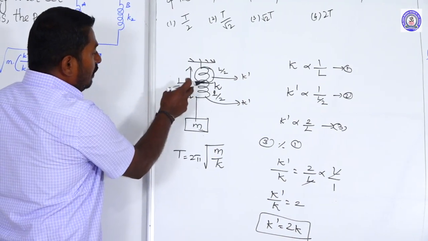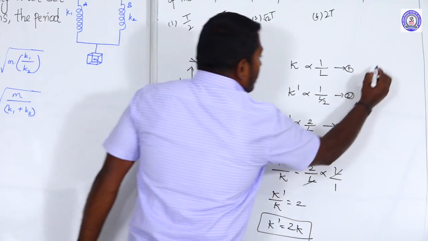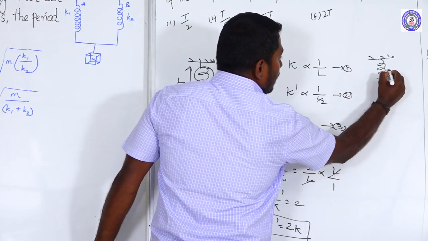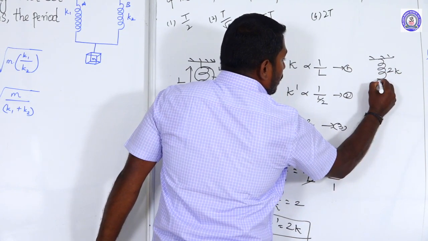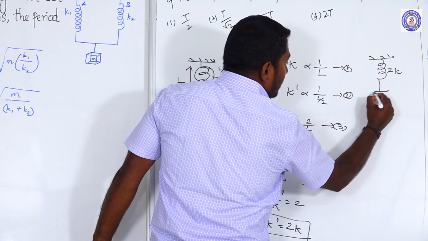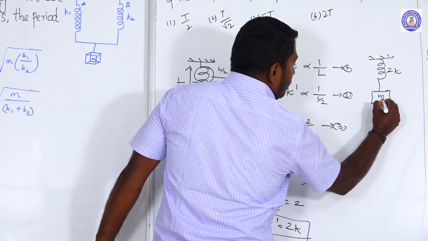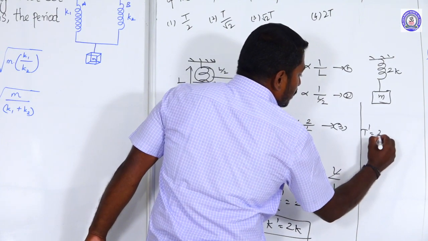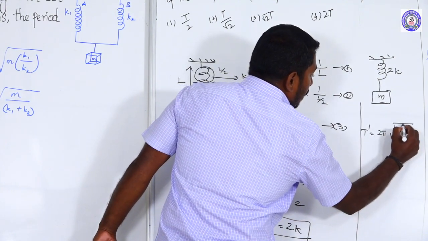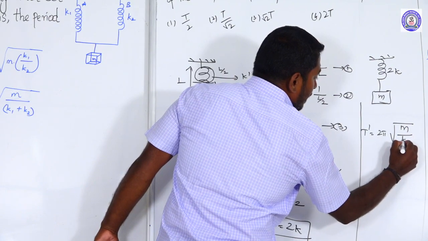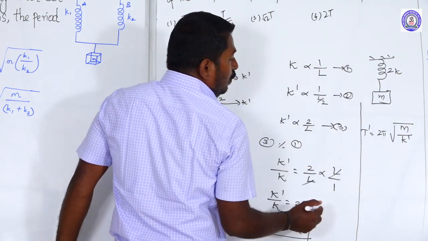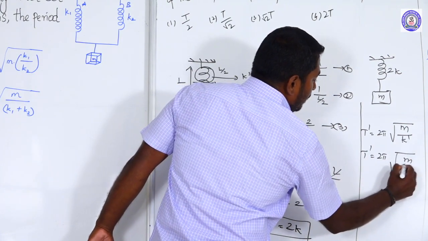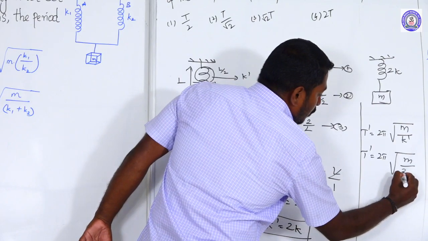Now one of the segments is tied to the rigid support with spring constant 2K, and the lower end of the segment is connected with the same load of mass M. Now the time period of oscillation T prime is equal to 2 pi square root of M divided by K prime, the new force constant. So T prime is equal to 2 pi square root of M divided by the new force constant 2K.